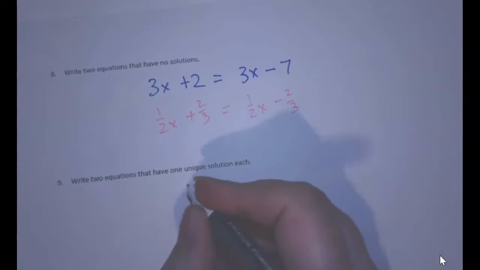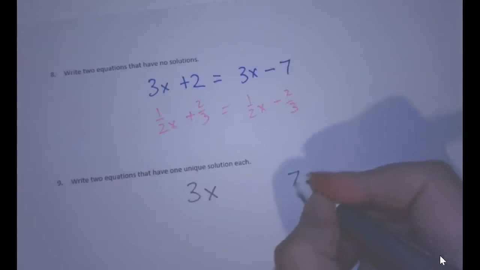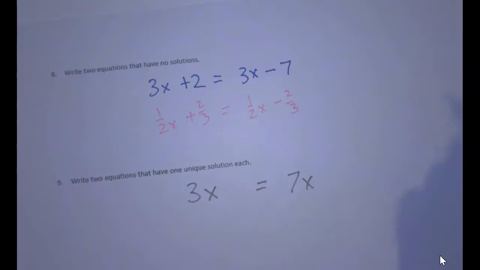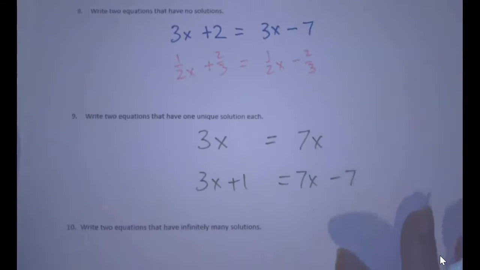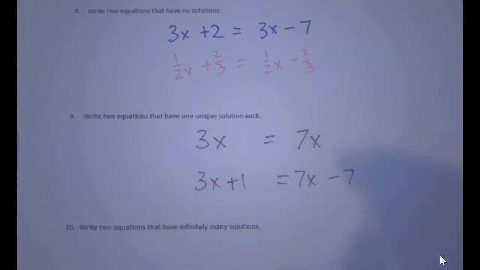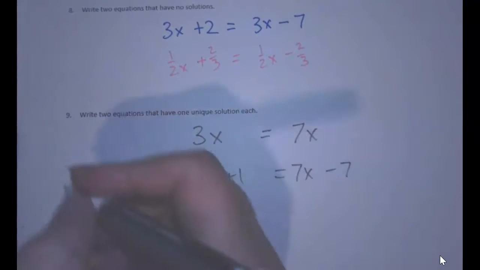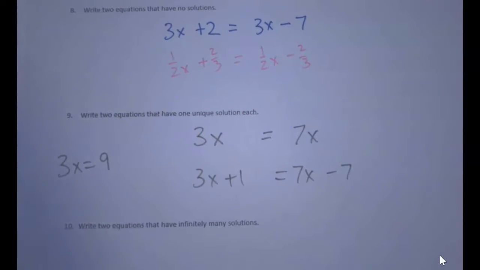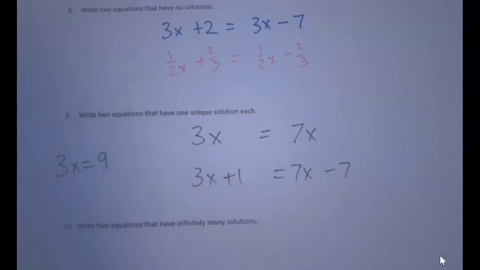Moving on to the next one with one unique solution. To do that, I could have 3x and 7x. Okay, and that could be it, or I could have 3x, 7x plus 1 minus 7. Different variables on each side. I could even have something like 3x equals 9, and that would have one unique solution.